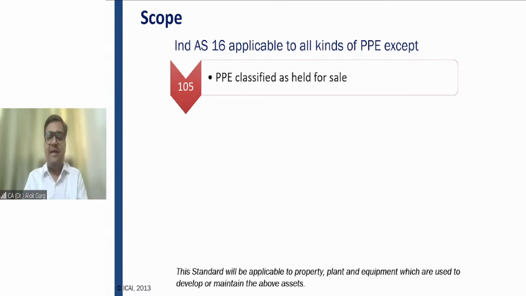Ind AS 105, there is a separate standard, non-current assets held for sale and discontinued operations, right? You will understand a few situations where the PPE has to be classified as held for sale. However, the company is using that PPE, the future economic benefit is there, but still it has been classified as held for sale. So if a PPE, like a building, has been classified as held for sale, then Ind AS 16 is not applicable, Ind AS 105 is applicable. We will cover this part in detail in Ind AS 105, right?